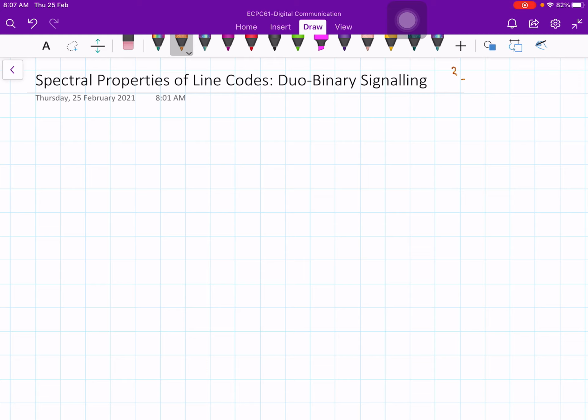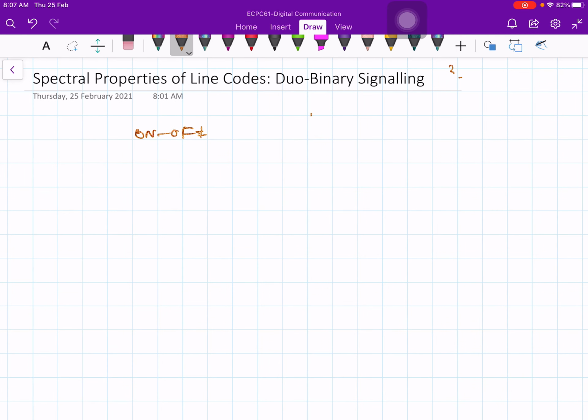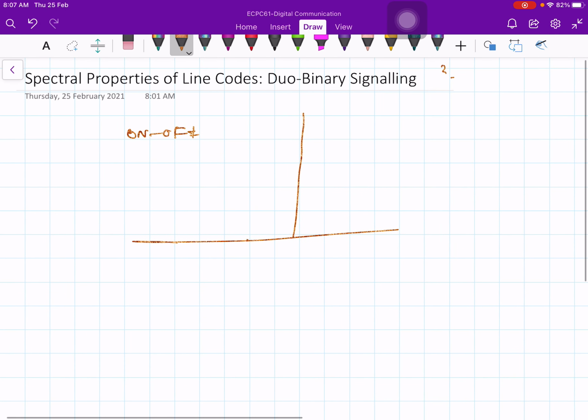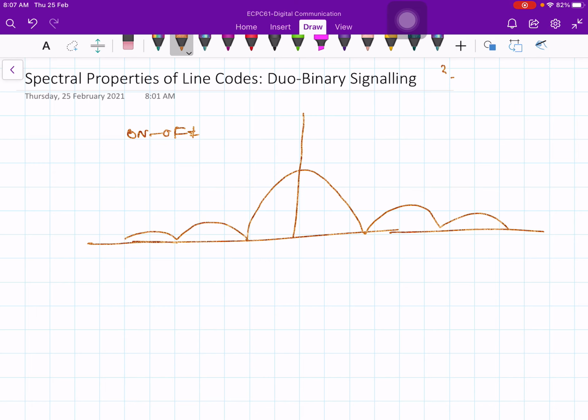We have seen that if we do simple on-off kind of signaling, we get a sinc type of power spectrum, that we already discussed in the previous class. It looks like this, and this is the output spectrum of your on-off signaling. This is going to be 0, 2 pi by omega, 4 pi by omega, minus 2 pi by omega, minus 4 pi by omega, and so on and so forth.